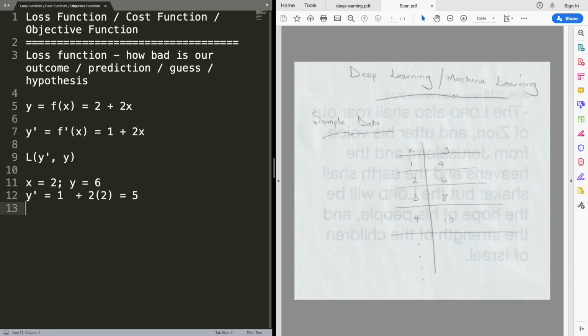And so what is our loss? The loss here is the difference between the y prime minus the y value, which in this case is equal to 5 minus 6, which is equal to minus 1. That is the concept of the loss function. It's just measuring the difference between our guess value and the actual value. In subsequent videos, we shall look at various ways by which this loss function is measured.